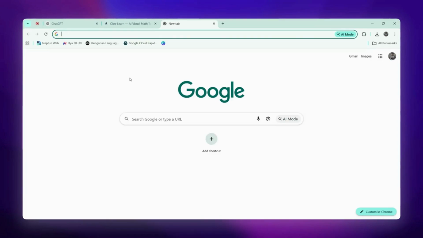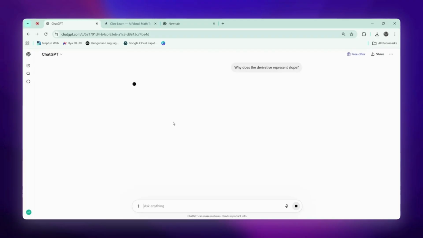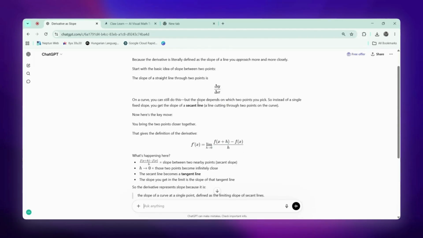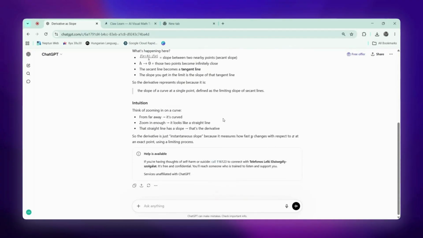I have a math exam next week and I will use AI to prepare for the exam. Let's start with ChatGPT. And let's ask a simple question like, why does the derivative represent the slope? As you see, ChatGPT gives me generic text answers which are hard to grasp.